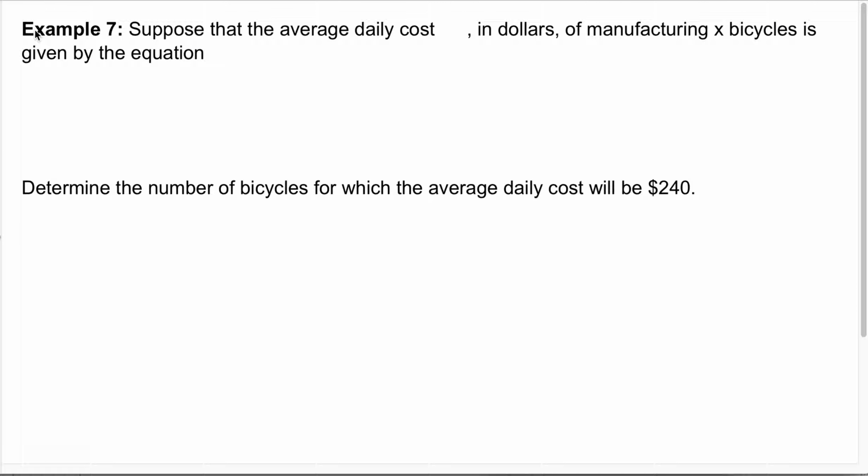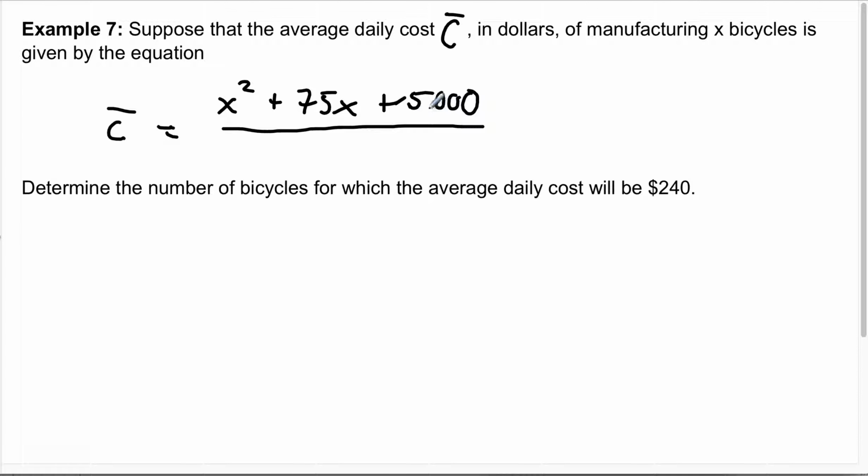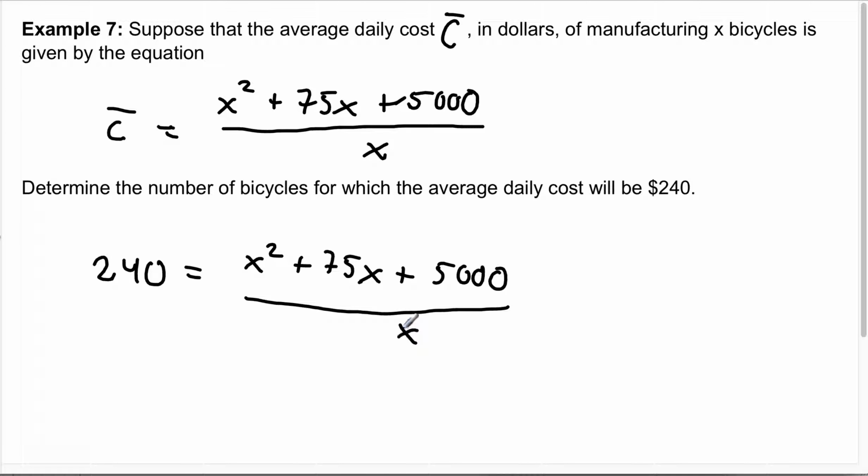Okay, so let's fill in. So here we have C bar. And we're using the equation C bar equals x squared plus 75x plus 5,000 all over x. Okay. So x is the number of bicycles. So basically we're solving for x, and it says that C bar is 240. So then we get 240 equals x squared plus 75x plus 5,000 all over x. Any ideas what to do here?